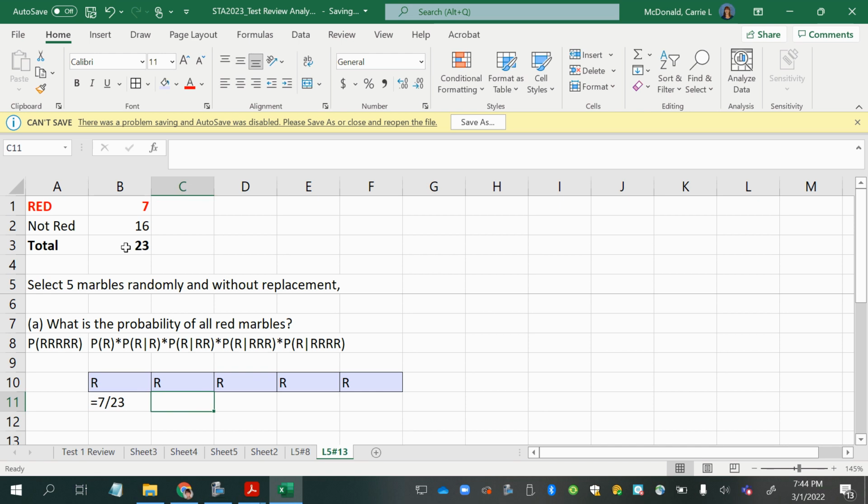Now, when we go to calculate the probability of getting the second marble red after we've already taken one red marble out and not put it back, it would be 6 red marbles left in the bag out of only 22 remaining marbles in the bag. And likewise, we're going to keep on reducing both the numerator and the denominator for all of these.